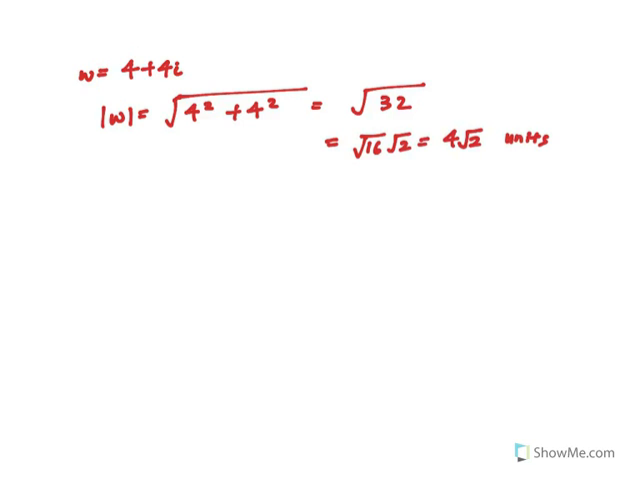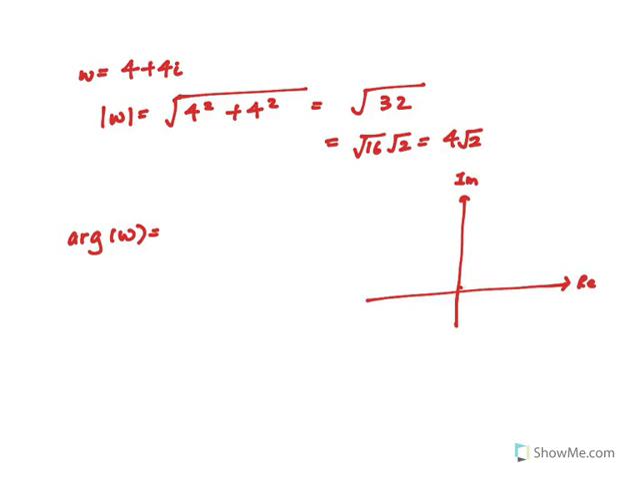So with that, what about the argument of w? If you draw it out on the Argand diagram, the argument of w is just in the first quadrant. This is represented by the coordinate (4, 4), and from here, this is our argument. It's just equal to tangent inverse of 4 over 4, which is 1, and tangent inverse 1 is just pi over 4.